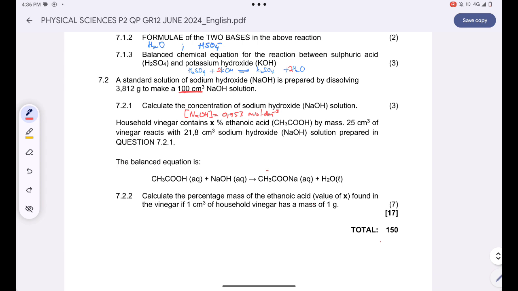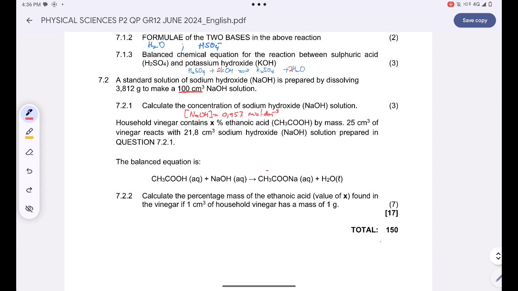Are you together? Sometimes they are not too explicit that the base will completely neutralize the acid. But they will give you a certain amount that will react fully with the acid. So I know that there's complete neutralization over here. And then the balanced equation is given below.